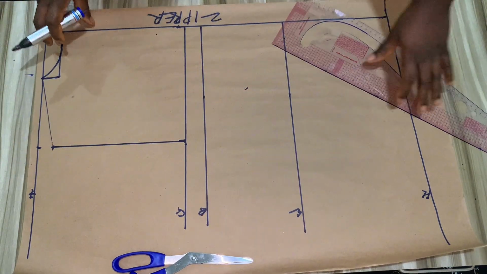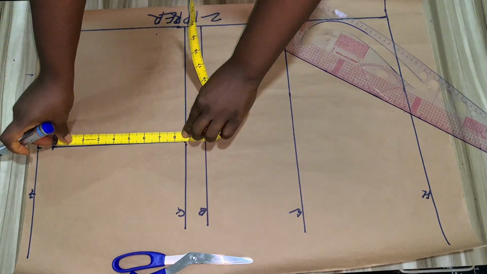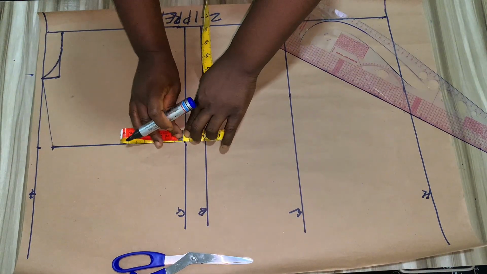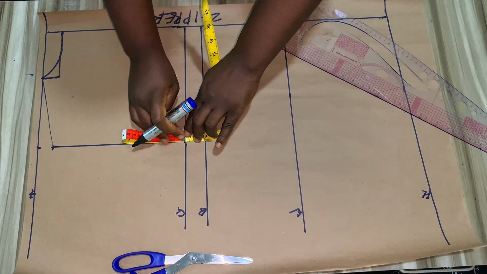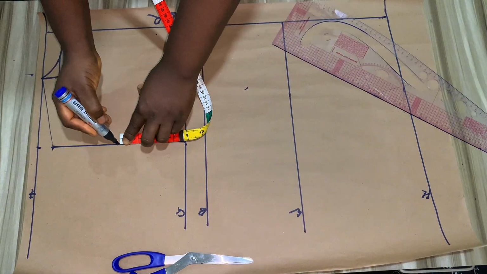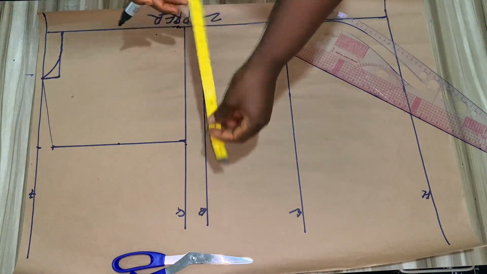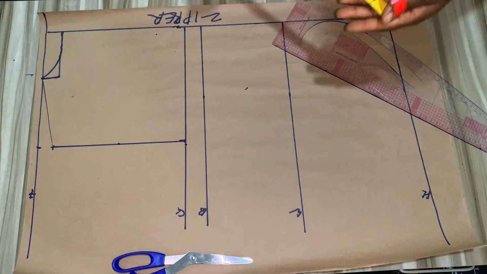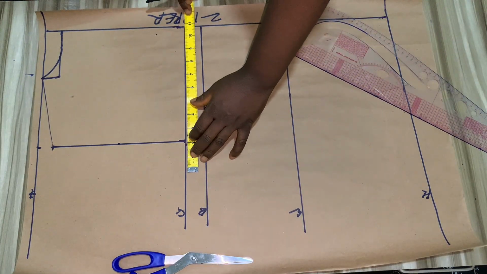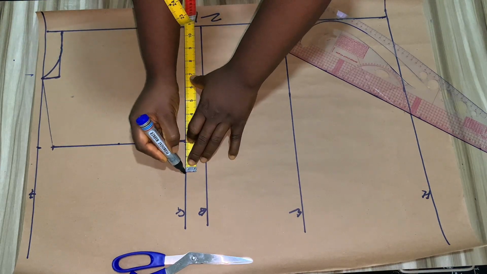Remember, for the front armhole, we go in by 0.5 at this point, but for the back armhole, we are not going in by 0.5. We leave it as it is. This is because the back is wider than the front. So in order to remove excess clothes around the front, that is why we remove 0.5. But for the back, we need that 0.5.